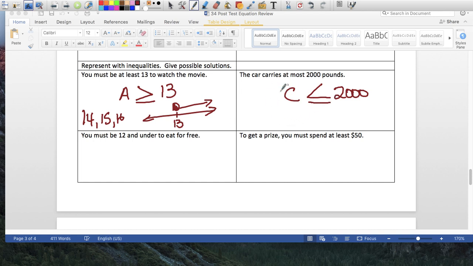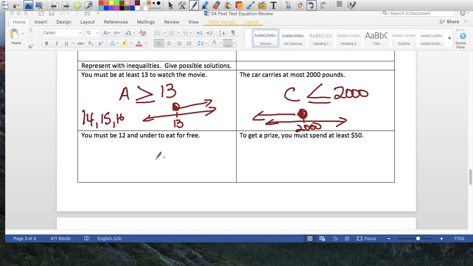Possible weights: it could be 1,500, 1,600, 1,800. If you were to graph this, the weight of the car could be 2,000 and less. You must be 12 and under to eat for free. So 12 and under, you could be 12, 11, 10, 9, 8, and you would eat for free.